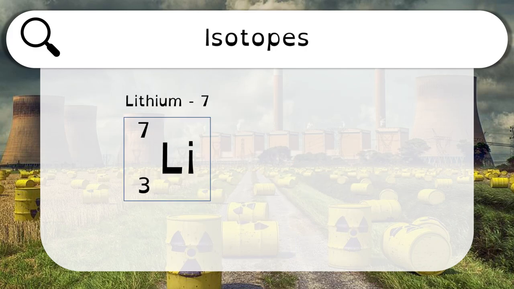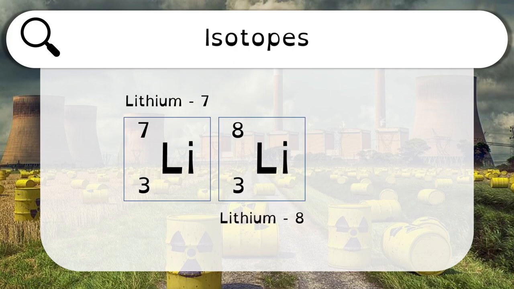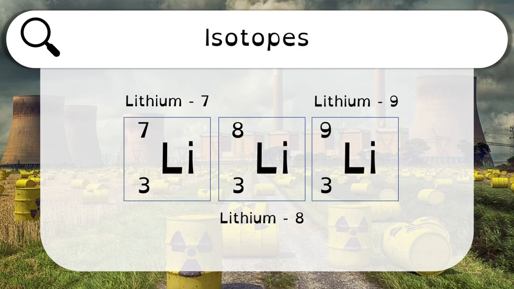Isotopes then are given a name. So the original one we saw is called lithium-7 because it's got a 7 just here. Its mass number is 7. The second one, it's got an 8, so it's called lithium-8. And finally, you've guessed it, this example is called lithium-9 because its mass number is 9.